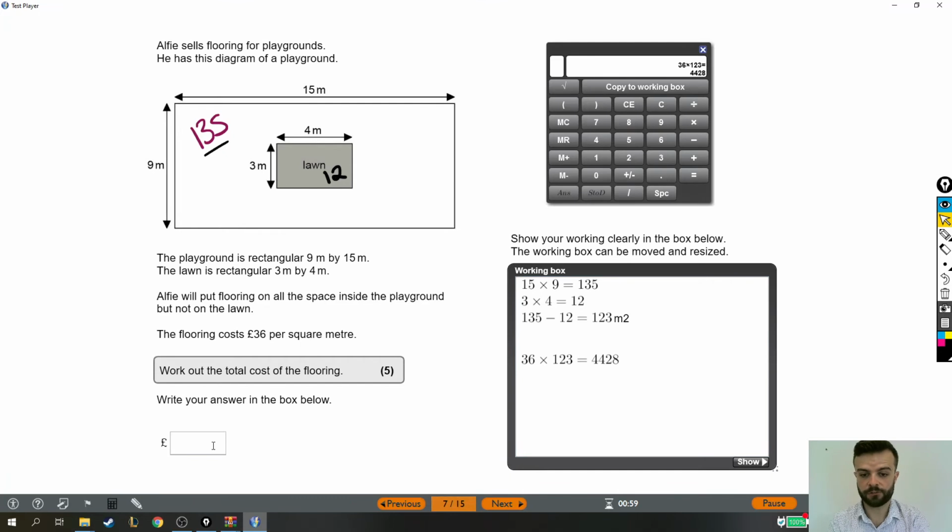So actually, for a 5 mark question, there wasn't anything conceptually that was really difficult there. I mean, the math wasn't necessarily easy, and it wasn't always easy to see where we need to go, but conceptually, there was nothing really abstract or really tough. So quite a nice 5 mark question. We found the area of the entire playground. We subtracted from that the area that does not need to be paved or floored, to get the area that does need to be floored. And we then just multiply by how much every square meter is, because if 1 square meter is 36, then 123 square meters is 123 36s, which came to £4,428. That's the cost of the flooring.